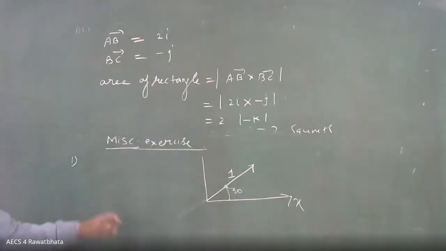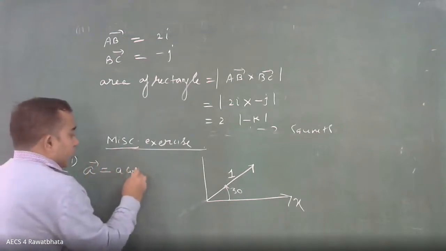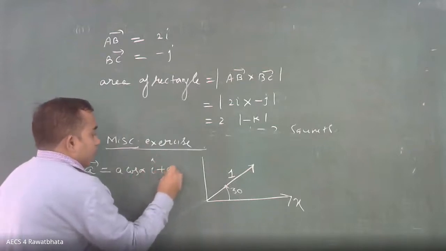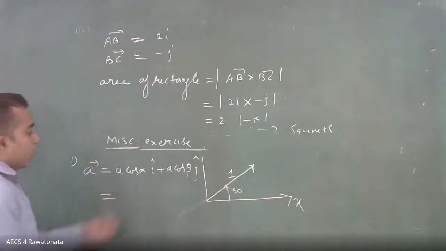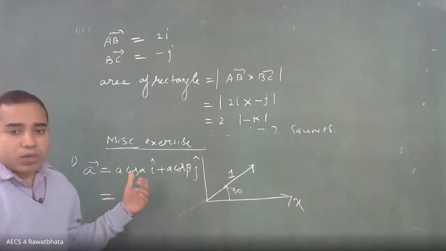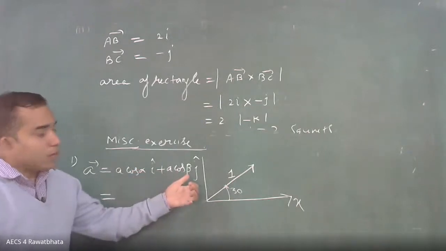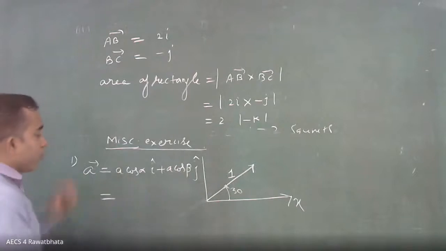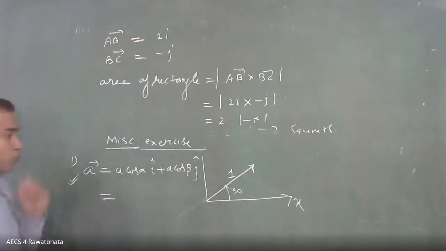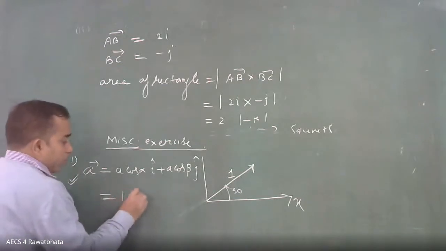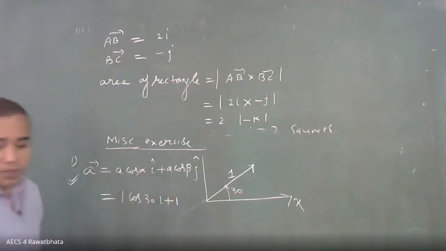So you should know that any vector A can be written as A cos alpha i cap plus A cos beta j cap, where A is the magnitude, alpha is the angle between x-axis and the vector, and beta is the angle between y-axis and the vector. So if you apply this formula, we can use it for our questions in this exercise also. So you apply: A is given as 1, alpha is how much? 30 degrees. Beta is how much, friends?